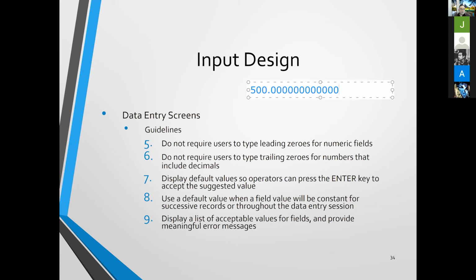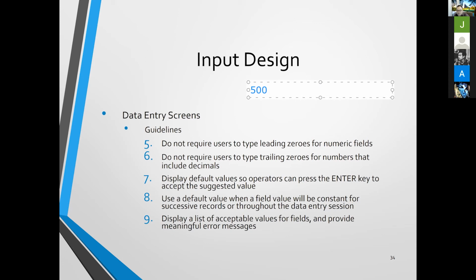Suppose users want to withdraw 500 baht. Let them just type 500 at most 0.00, just that, because it's possible that in every currency unit you may have satang, you may have cents, something like that. So that's why 2 decimal points might be okay.